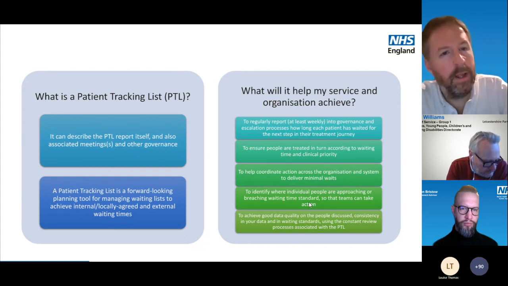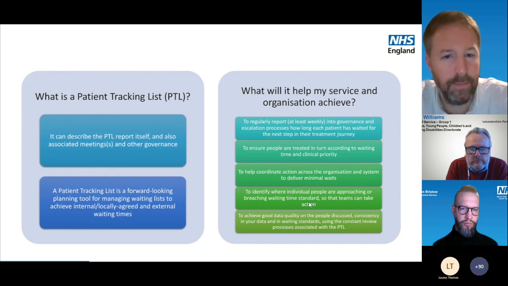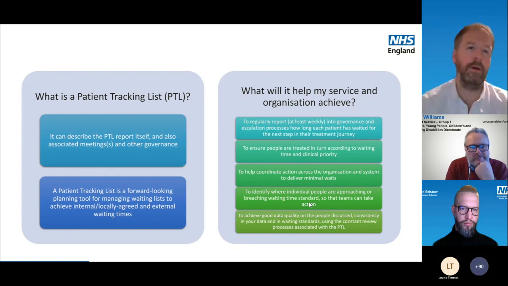To help coordinate across the organisation so you don't have lots of different people and teams working in silos and pulling in different directions. To identify where individuals are getting close to their maximum waiting time so that you can act for that individual and do something about it, but also to identify where groups of people are getting close to their waiting time so that you can take slightly more strategic action.